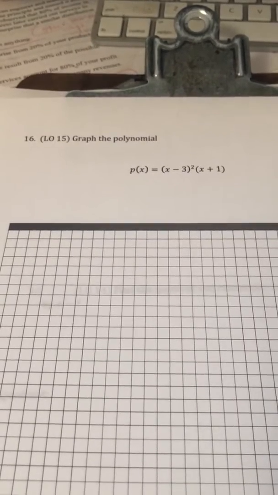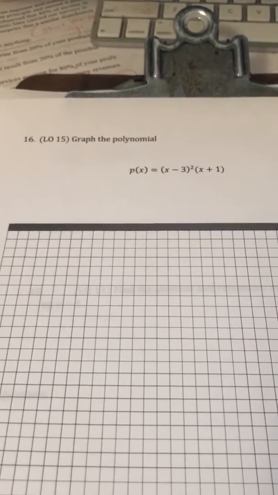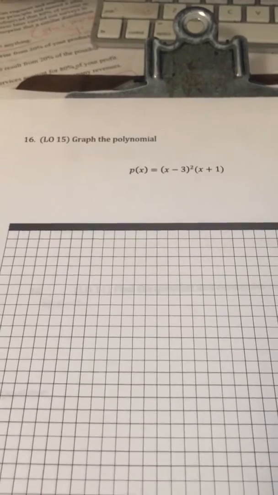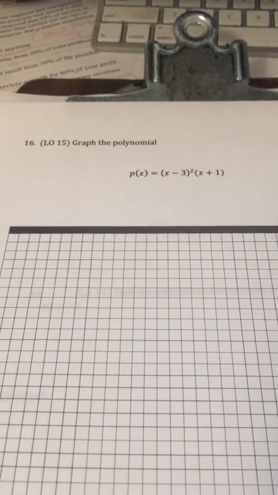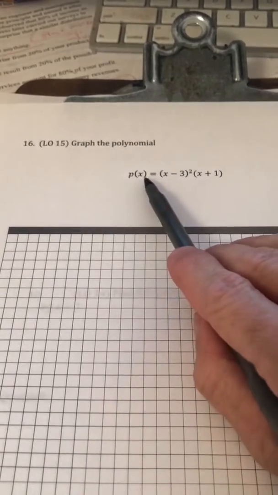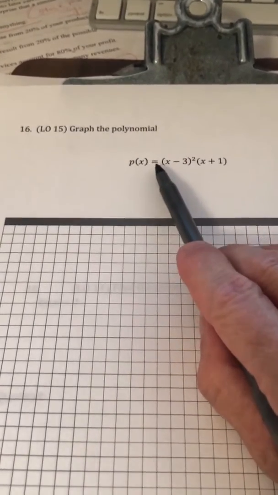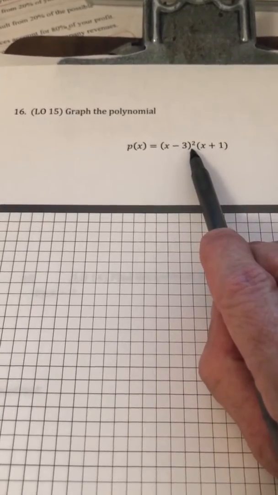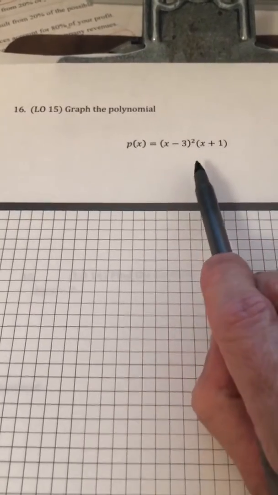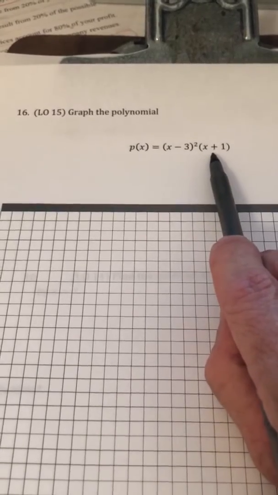I want to look at a problem from section 3.4, which is graphing polynomial functions. What we have is p of x equals x minus 3, that quantity squared, times x plus 1.